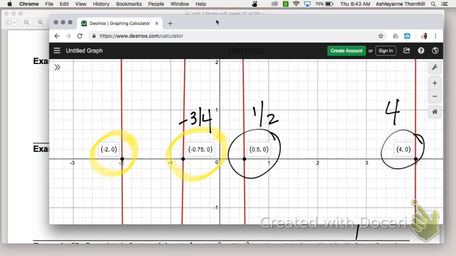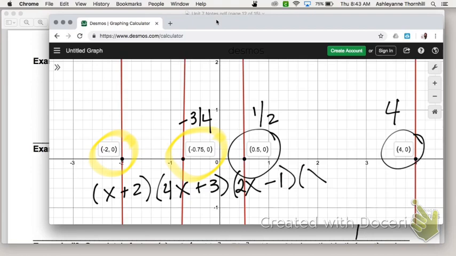My final answer was x plus 2, 4x plus 3, 2x minus 1, and x minus 4, right? That was our answer. And so if I set each one of these equal to 0, then these would be my answers. So that's it. Crazy.